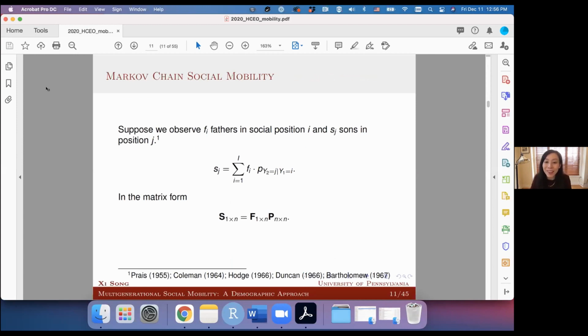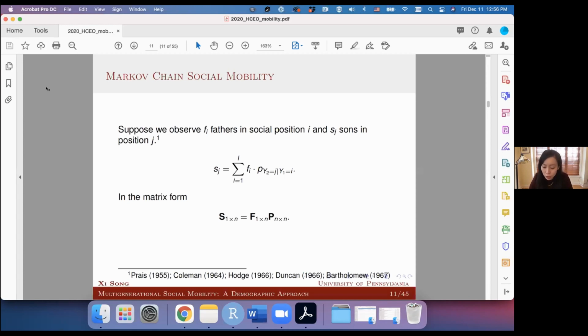So this is just to build on some of the discussions Stephen mentioned earlier about Markov chain models and its application to studying social mobility. It's very easy to see that essentially we can project each generation using a Markov chain process. Here I indicate the offspring generation by S and the parent generation by F, and it's only governed by this mobility component P. And we can, of course, present it in a matrix form.